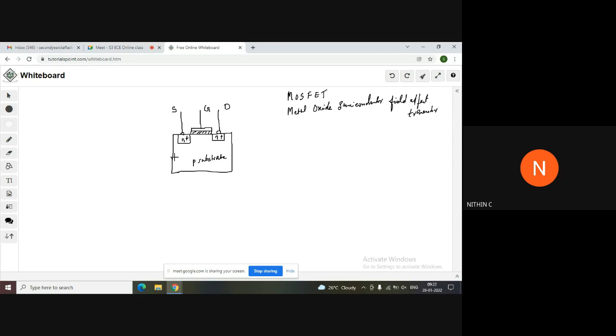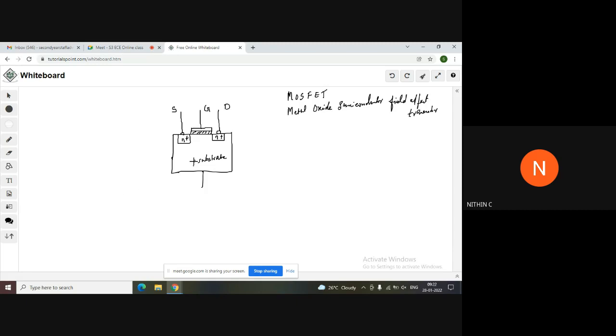So, MOSFET. We have already learned about BJT, bipolar junction transistor, where we had three terminals called emitter, base, and collector. The modes of operation are the active mode and saturation mode. Applications: it can work as an amplifier or as a switch. Switch means on-off conditions are provided, that is logic 1 or logic 0.